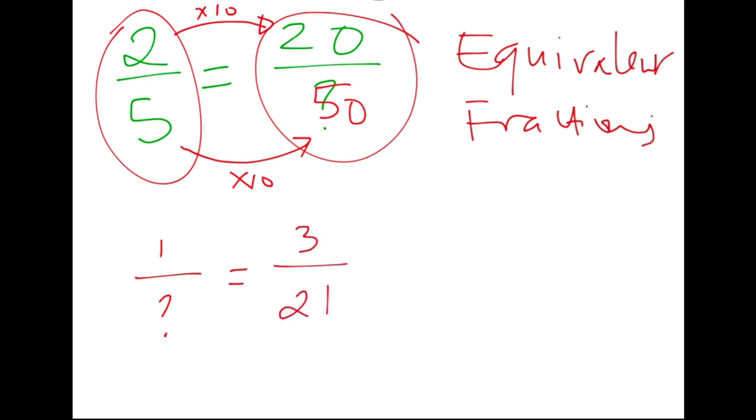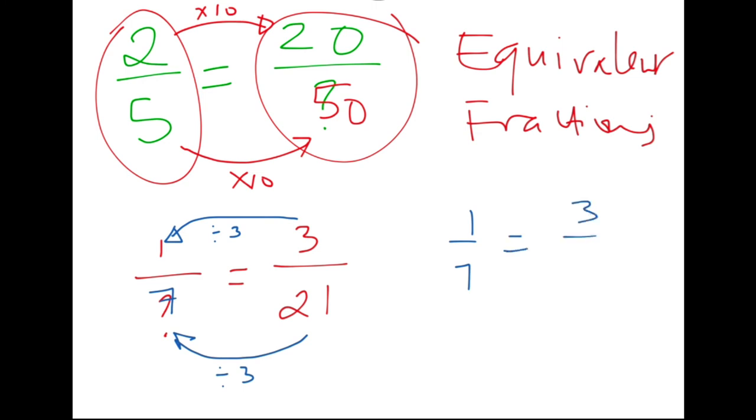1 out of something is equal to 3 out of 21. So what fraction would that be? Well, let's see what is happening here. From 3 to 1, it looks like we are dividing by 3. So I will do the same thing down here. If I divide by 3, 21 divided by 3 is 7. So 1/7 is equal to 3/21.